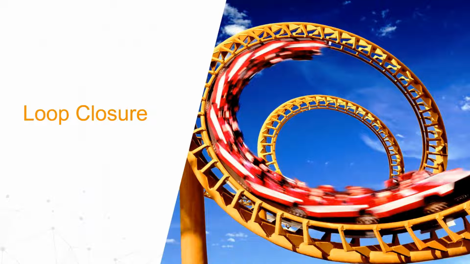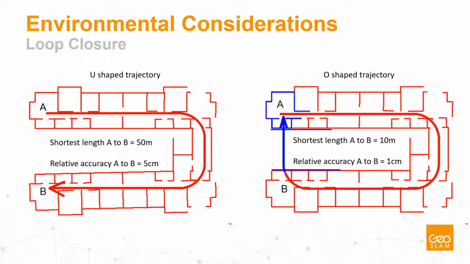Loop closure is an important part of SLAM capture with ZEB systems. In these examples, we have the scenario of A to B points. Say it's a building or a tunnel that needs to be scanned. If the environment allows you to walk from A to B in an O-shaped trajectory, you're going to reach the best accuracy of the system, in this case 1 centimeter, measured with Revo.